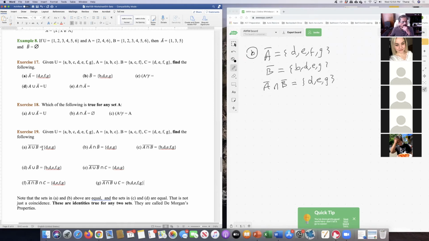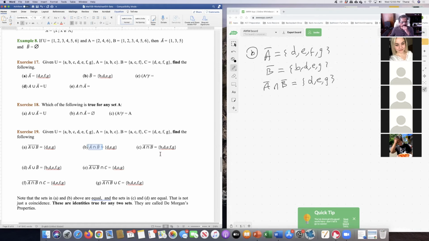Now take a look. A union B bar means combine A and B and then take complement. And that happens to be equal to A bar intersection B bar, right? They're both same. It's not coincidence. They are actually always equal. A union B bar and A bar intersection B bar are always equal. And we will be proving it in a few minutes.